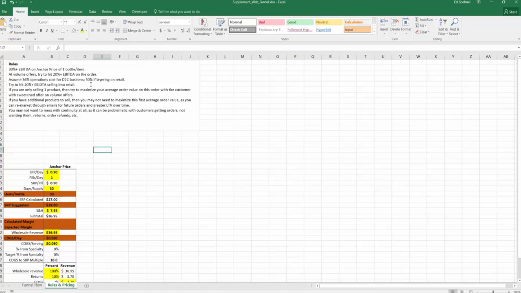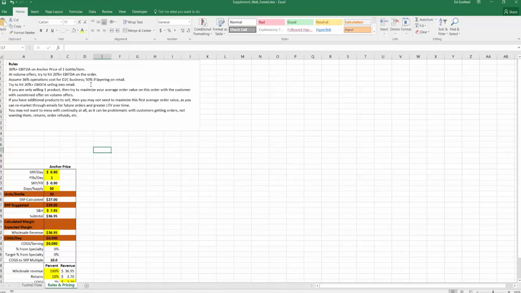As I already discussed, if you want to sell into retail, when you factor in your pricing to them, some of your trade spend, you want to try and hit at least a 20% or more EBITDA on the pricing you sell into retail.